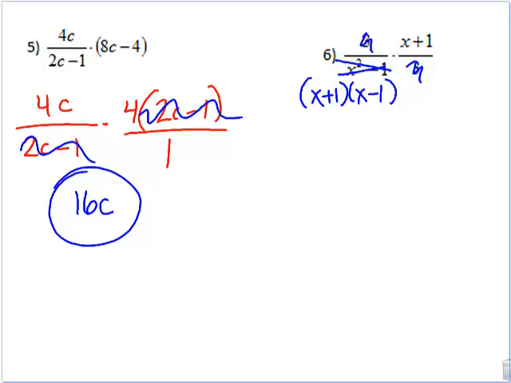So now does anything else cancel? The x plus 1s now cancel. Okay, so in the numerator, what do I have left? Yep, just 1, because we canceled everything, so that means we have a 1 left in the numerator. In the denominator, what do we have left? An x minus 1.